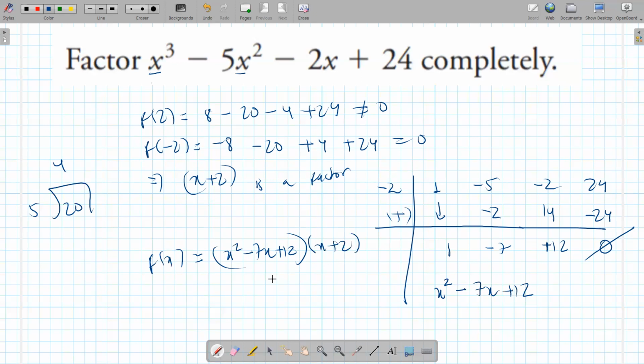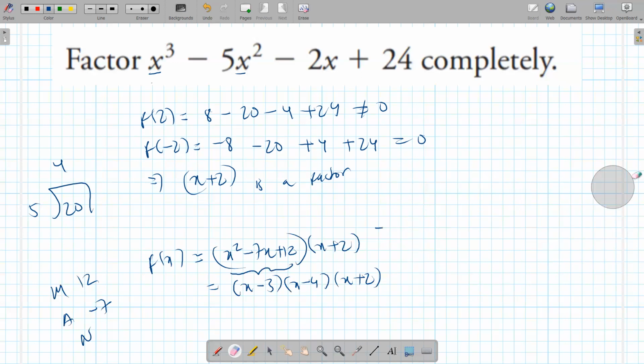And we can factor this again using the man method: two numbers that multiply to 12 and add up to -7. Does it exist? 3 and 4, -3, -4. Yes, it does exist. So this factors out to x minus 3, x minus 4, the quadratic using the man method, and times x plus 2. There you go. This is the factored form of this cubic equation. And then you can graph it too. Yes, we can graph it very easily.